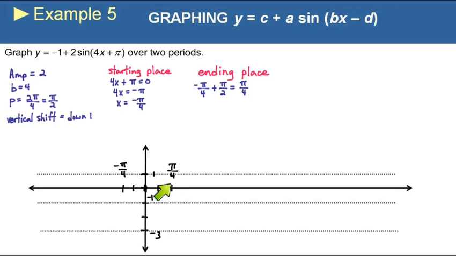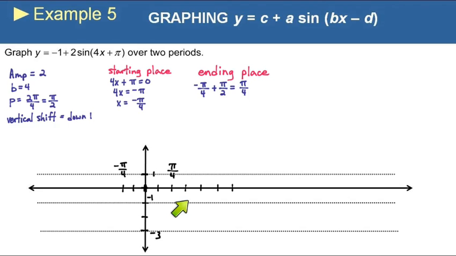And I didn't have to do a lot of fiddling around to figure out where the middle was, because our starting place and ending place happen to be the same number, just negative and positive. It's easy to see that the middle mark will go right on the y-axis, right in between them.